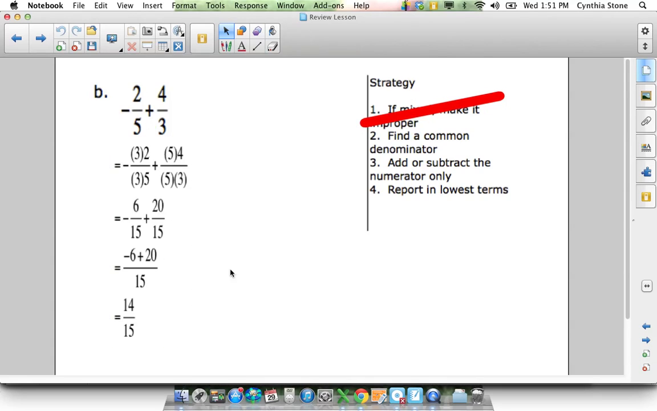From there, my common denominator is 15, and you notice I have this negative here. And it's kind of confusing. What should I do with this negative? You can put it here with the 15. You could keep it here. You can put it up here. From a practical point of view, when you're adding or subtracting fractions, you put it with the numerator. Okay? So you bring it up to the numerator, and then negative 6 plus 20 is 14, and you end up with 14/15. That's lowest terms.